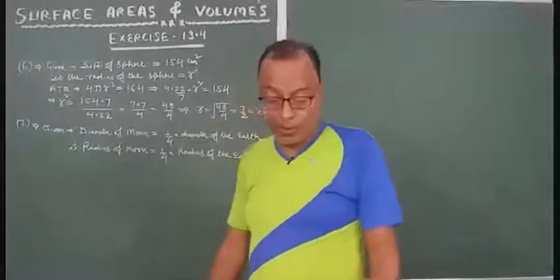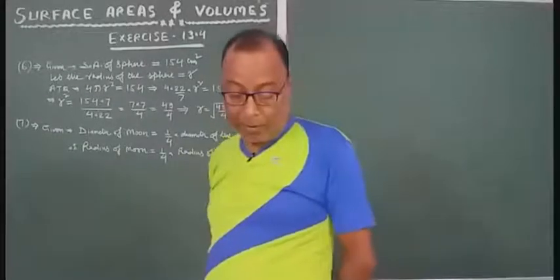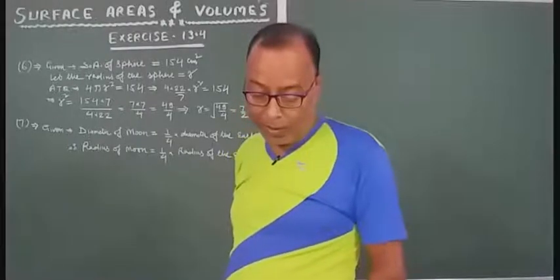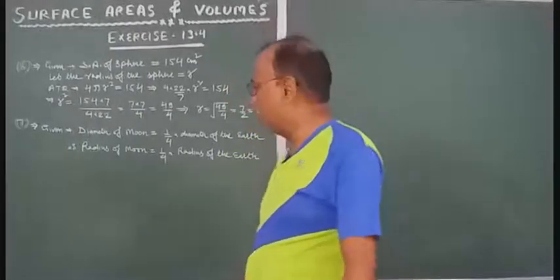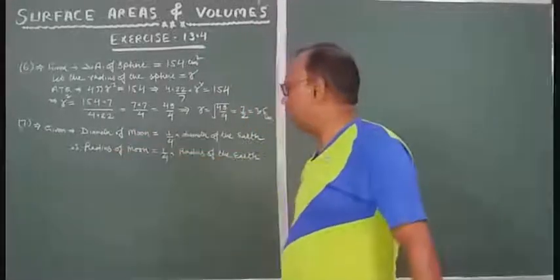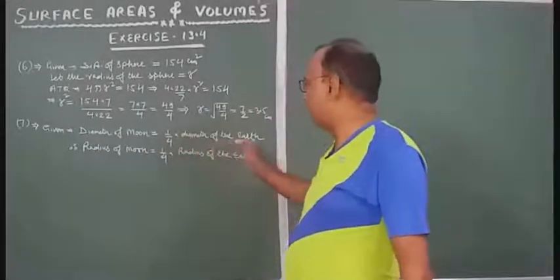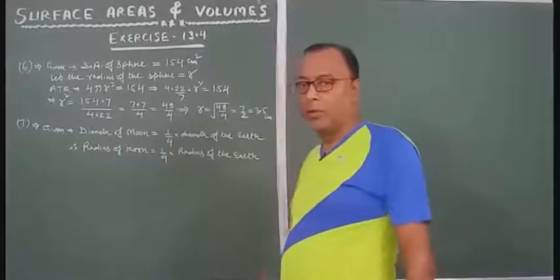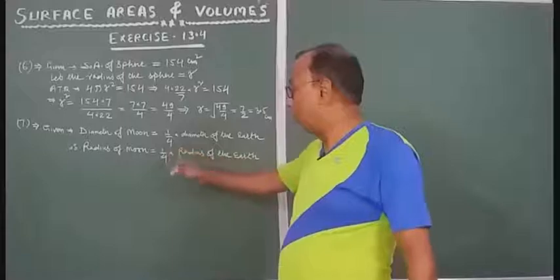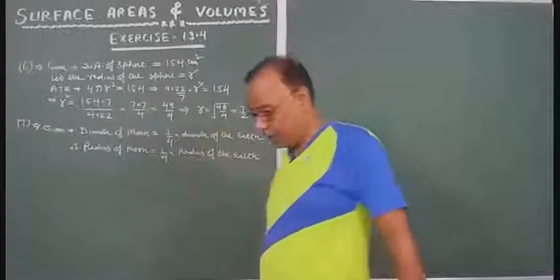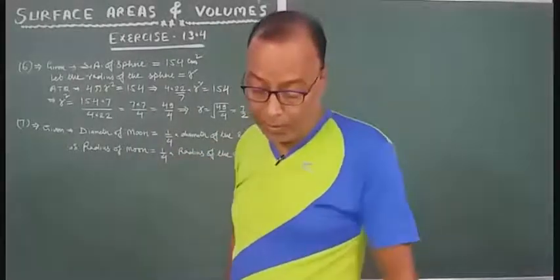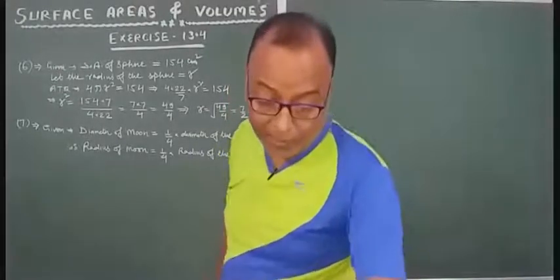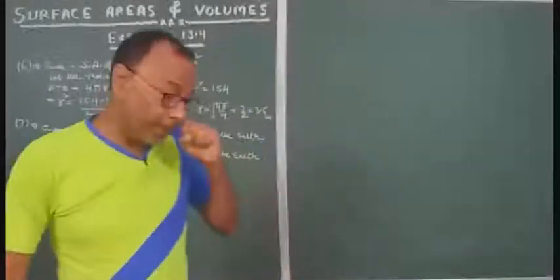Now this is question number 7. The diameter of the moon is approximately 1/4 of the diameter of the earth. Given that the diameter of the moon is 1/4 of the diameter of the earth, therefore the radius of the moon will also be 1/4 of the radius of the earth. The question is: find the ratio of their surface areas.